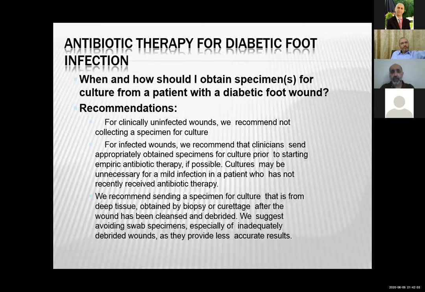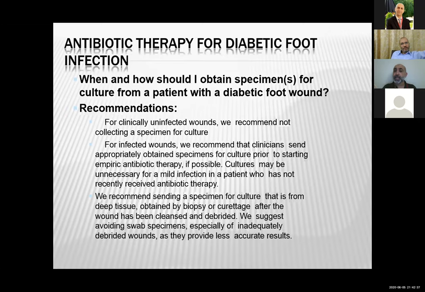Then, if you have an infected wound, it's better to get this sample, number one, prior to the initiation of antibiotics, to have a fresh sample that you can send for culture. There are some exceptions that you can consider. If the patient is severely septic, hemodynamically unstable, or came in septic shock, it's not a bad idea to start the treatment upfront, even before getting the culture, if it's not available or possible.